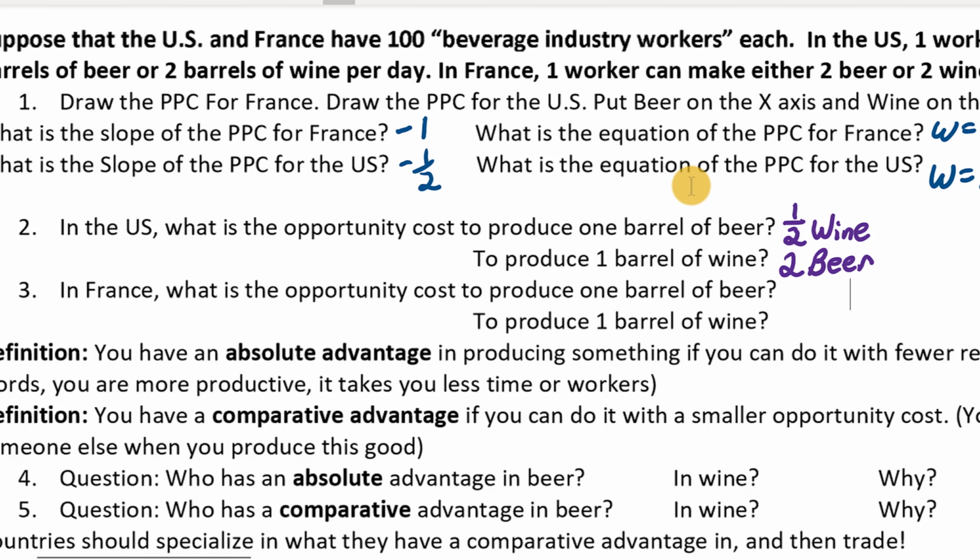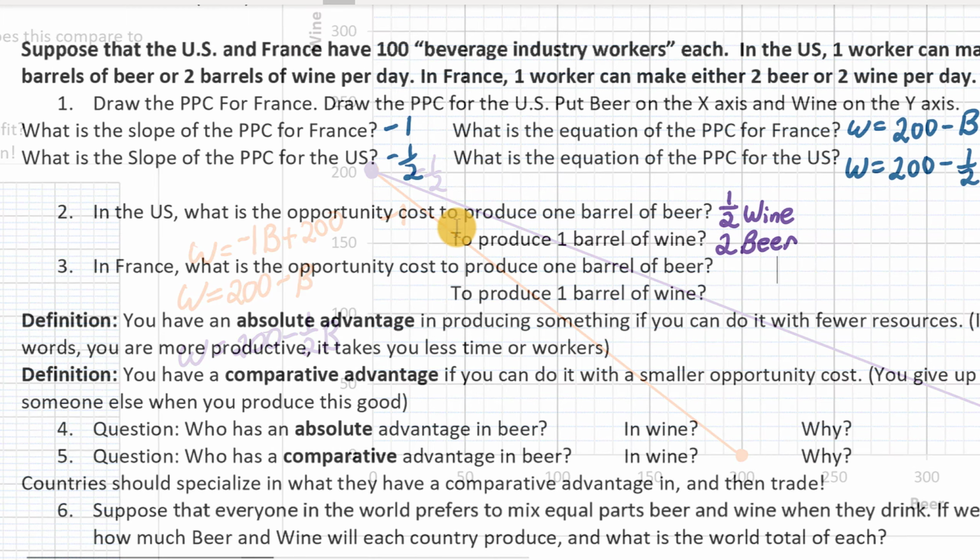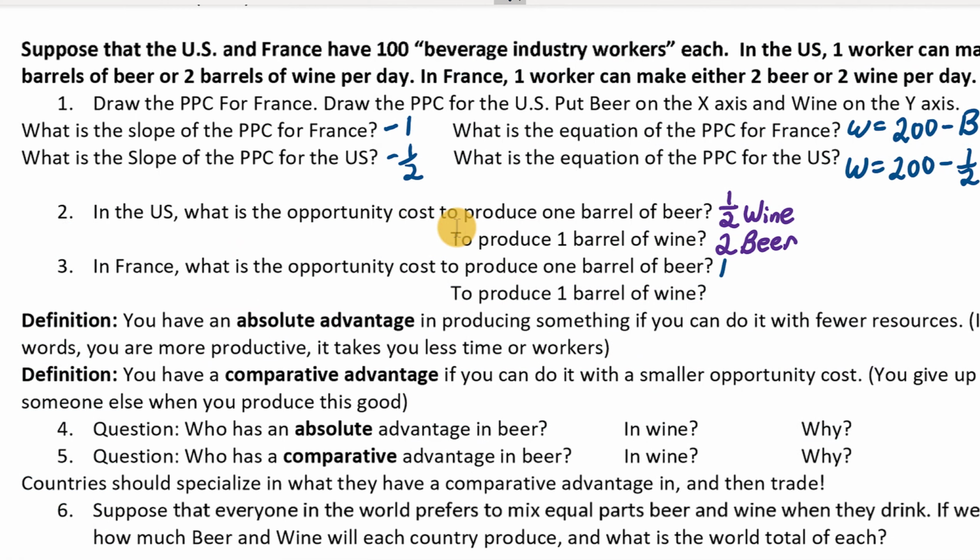Now, what about France? Well, France is kind of an easy case because the slope is just -1. As we move along this production possibilities curve, we're always going over 1, down 1, over 1, down 1. So if they want 1 more barrel of beer, they have to give up 1 barrel of wine. Going the other direction, it's the same. It's 1 for 1 all of the time for France. So that's an easy question. The opportunity cost of 1 barrel of beer is 1 wine in France, and 1 beer is the opportunity cost of producing 1 barrel of wine.